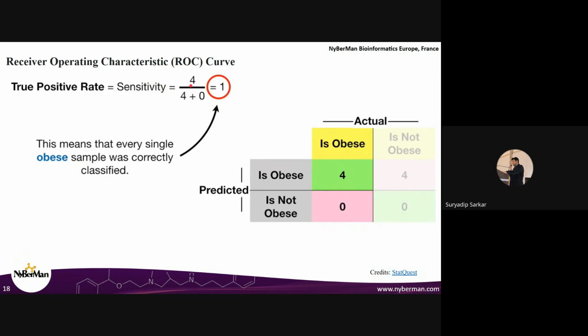The true positive rate is going to be what? 4 divided by 4 plus 0, which is 1. This means that every single obese sample was correctly classified. So a true positive rate of 1 means that I have made no mistake with respect to the positive class. Every single positive class sample, or every single obese sample in our scenario, was correctly classified.